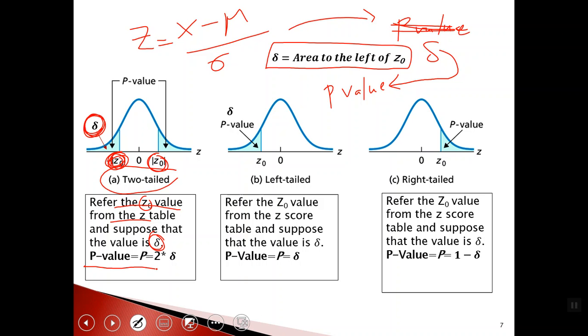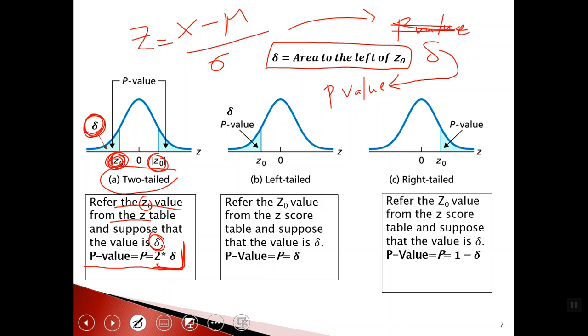Now you can calculate your p value using this: your p value equals 2 times delta. Why 2 times? Because this is a two-tail case.